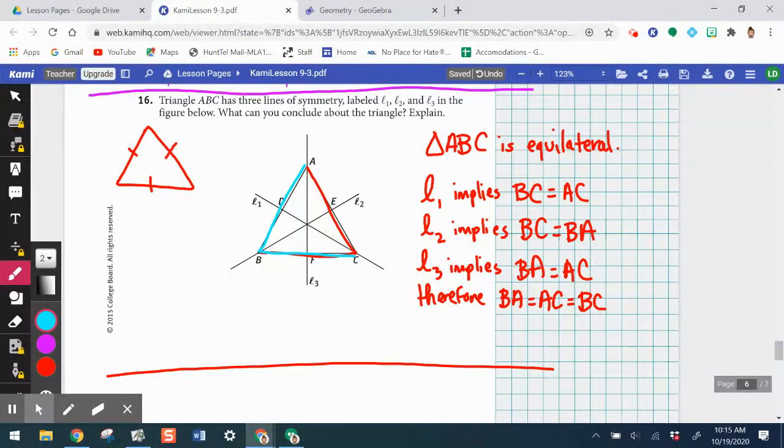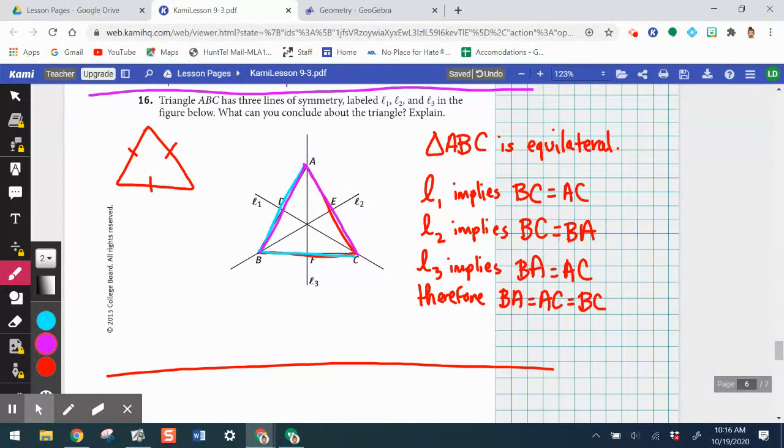And then last, L3, the one right down the middle, the line of symmetry L3 implies that AB is the same length as AC. So if all these statements really are true, because those lines were in fact lines of symmetry, then the length of BA is the same as AC, which is the same as BC. And if all three sides are the same length, it is in fact equilateral.